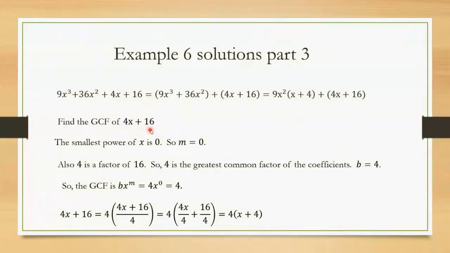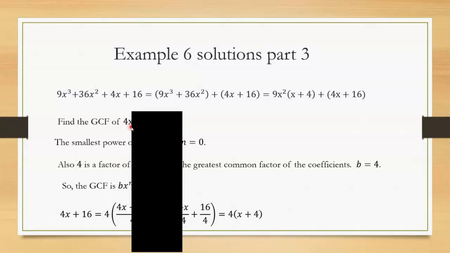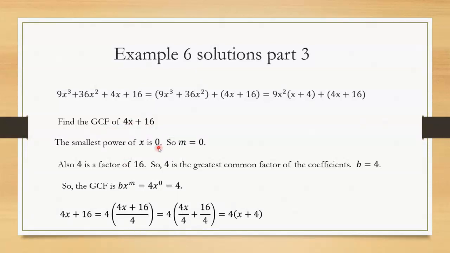Okay, so if we have 4x plus 16, right? Well, we can see that the smallest power of x is 0, right? Now, 4 is a factor of 16, okay? So we can factor out 4. In other words, 4 is the greatest common factor among 4x and 16. So we can factor out 4. In other words, let me say it this way. 4 is the GCF of 4x plus 16.